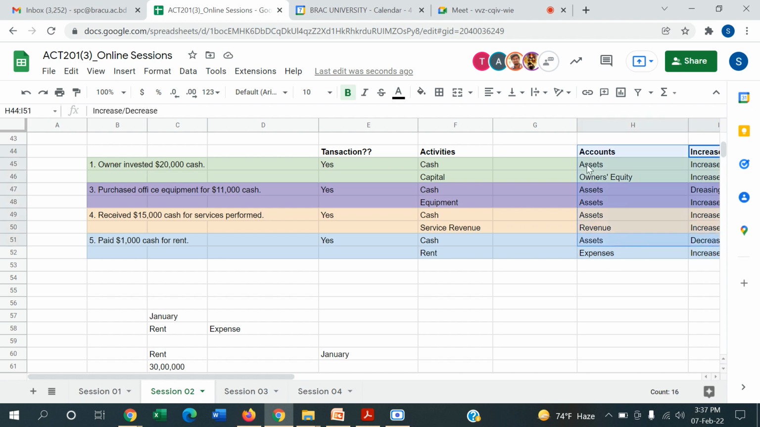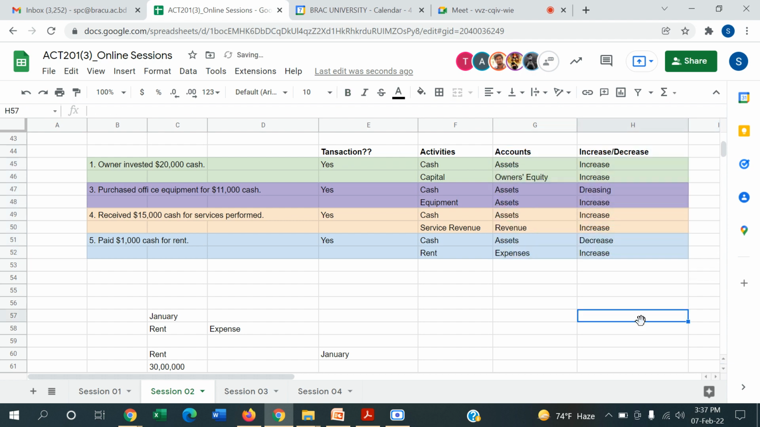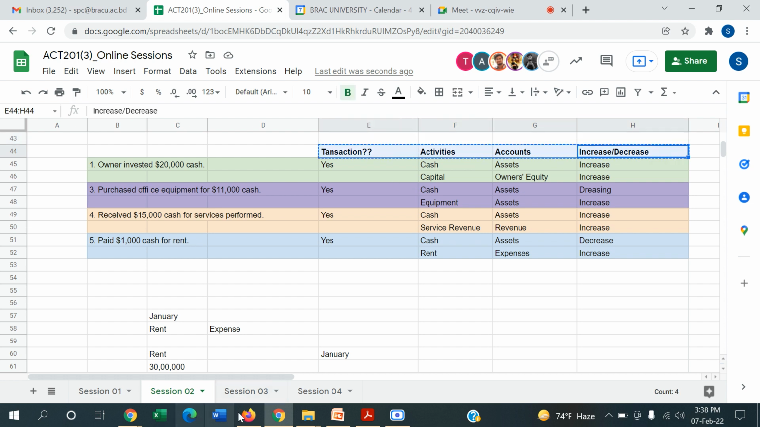As we already mentioned, if it is a transaction, it will change the financial condition of an organization. Up to that we have made our discussion. In this session again we are going to proceed with our discussion from this identification part.